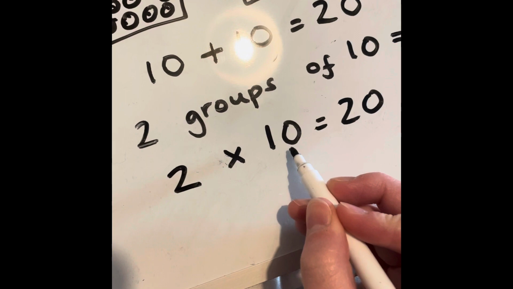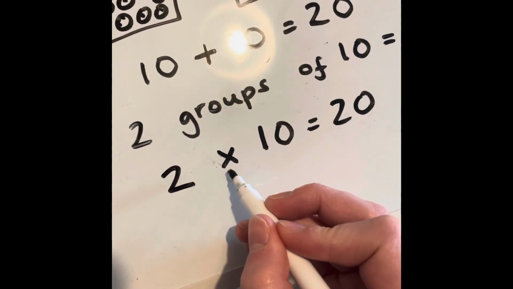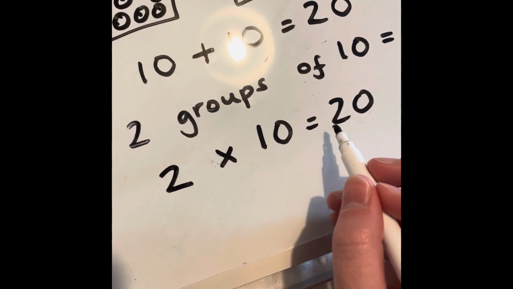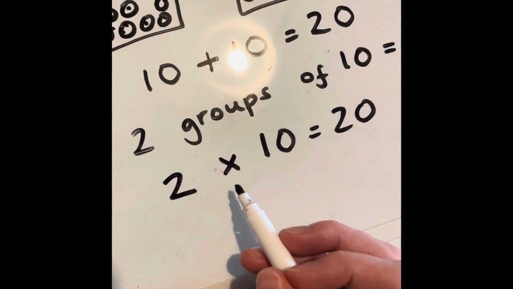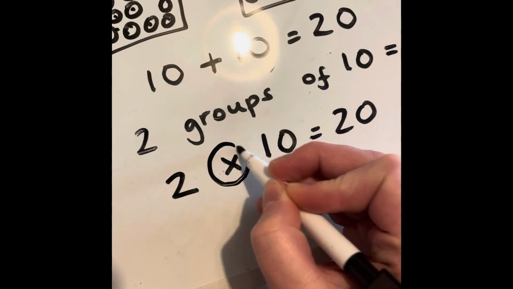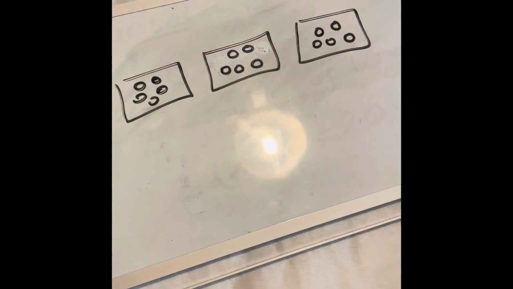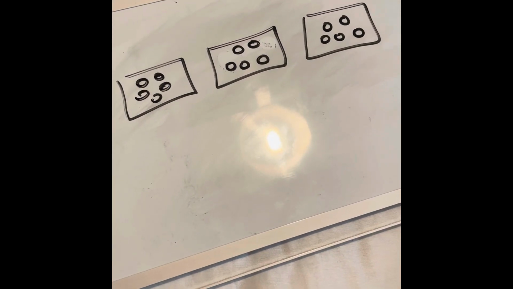So 2 times 10 equals 20, 2 groups of 10 equal 20, 2 multiplied by 10 equal 20. So it all means the same thing, but this symbol here is to multiply. So now let's try that again with a different set of numbers.